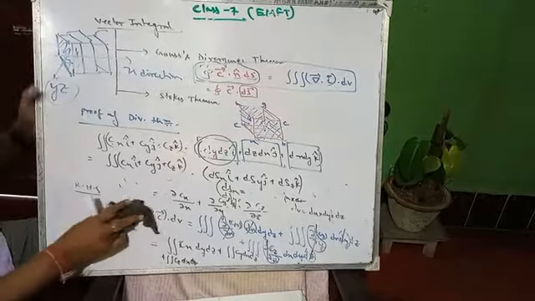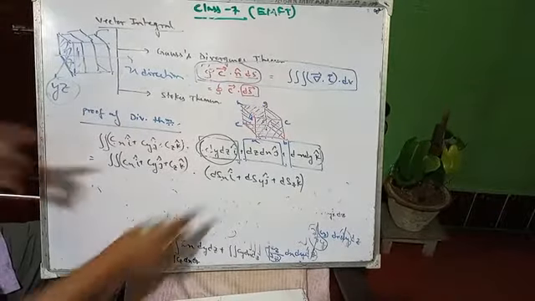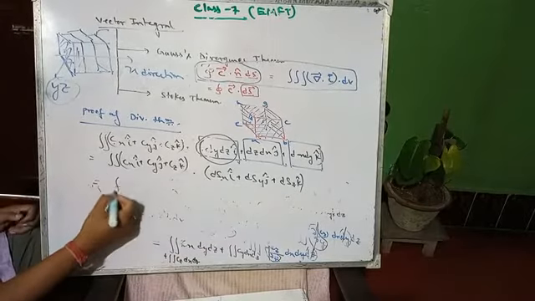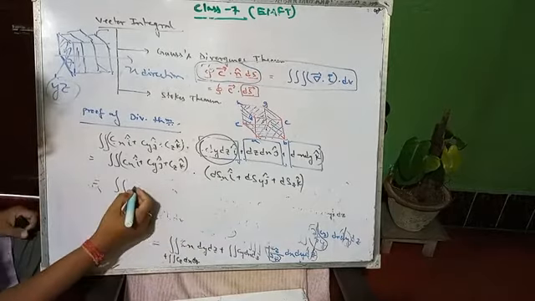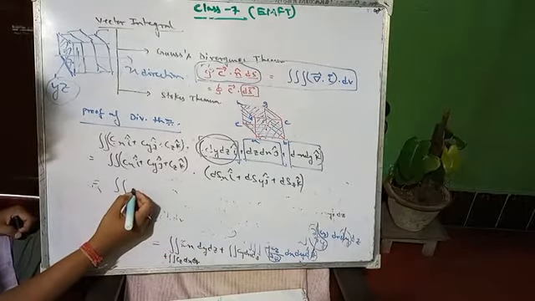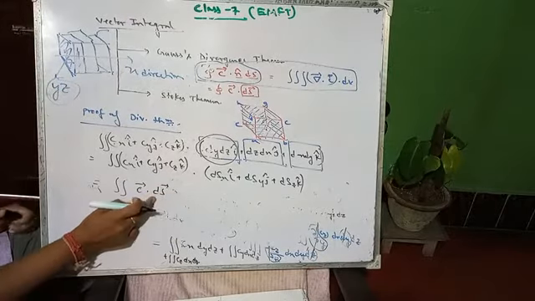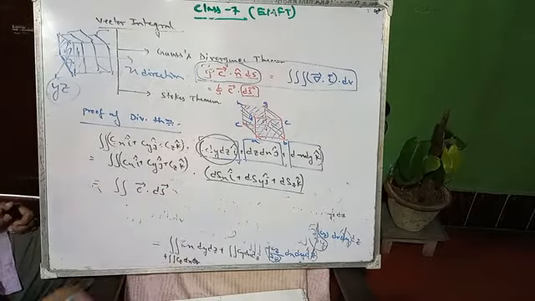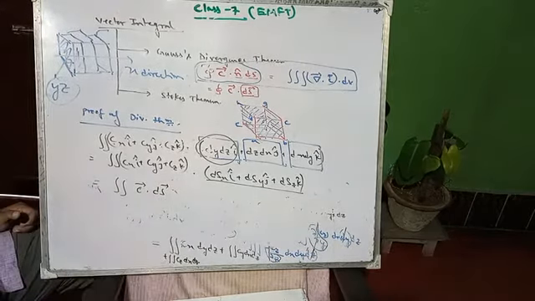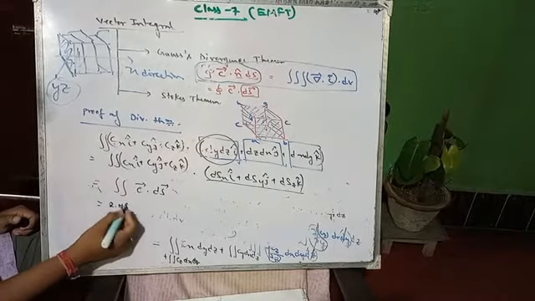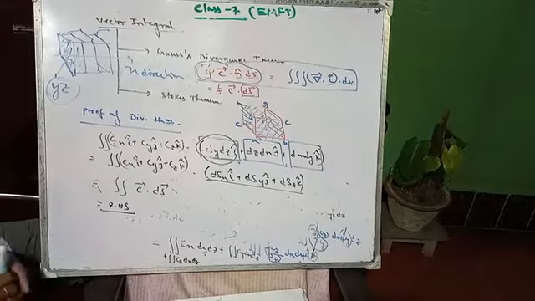So the next line will be this one. This is nothing but the dot product. So can we write it as C vector dot ds vector? This ds vector is nothing but this one, and it is the right hand side of this. By this way you can easily prove this divergence theorem.